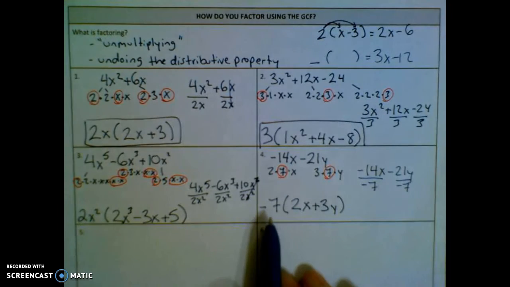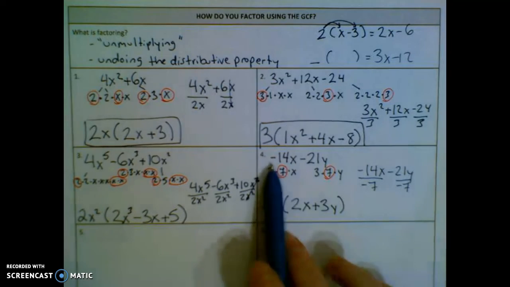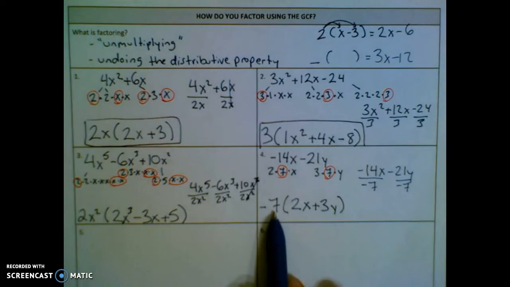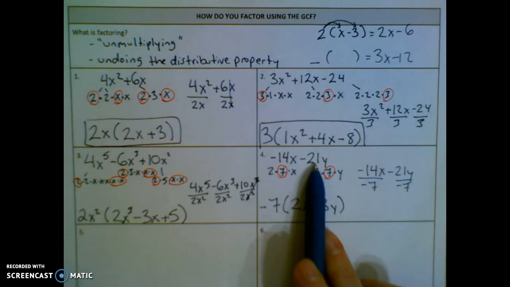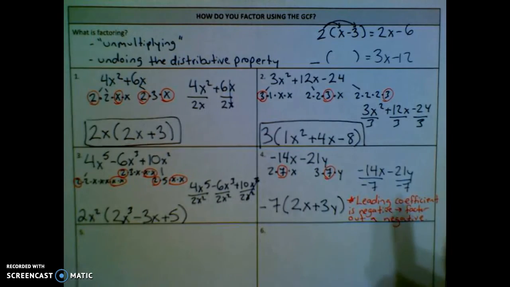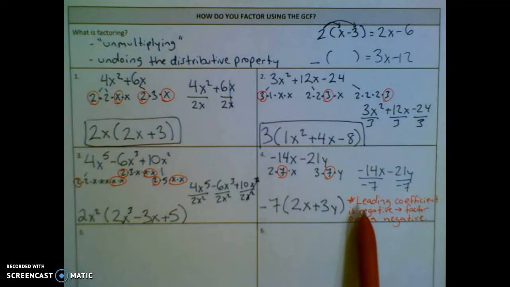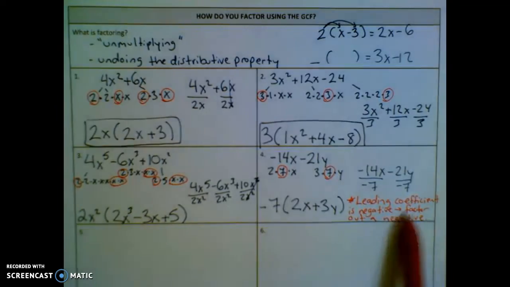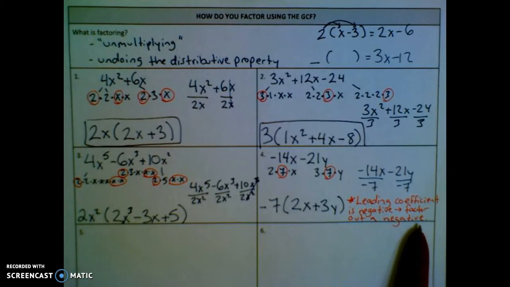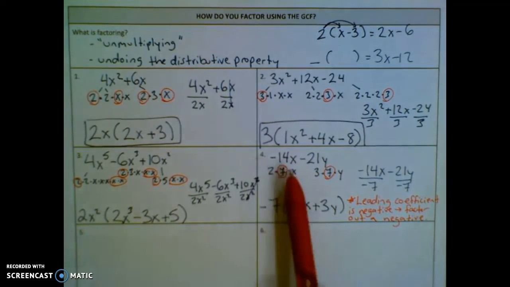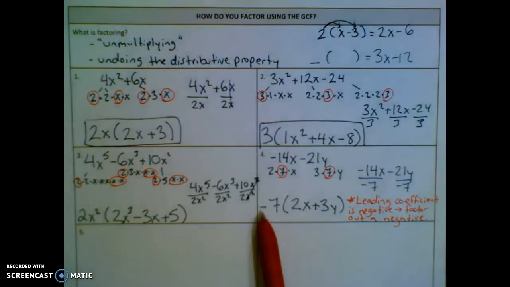I can check my answer. Negative 7 times 2x is negative 14x. And negative 7 times 3y is negative 21y. So I went ahead and made a note here. If your leading coefficient is negative, then you need to factor out a negative. So make sure if you ever have a negative out front in the standard form, go ahead and factor out a negative automatically.